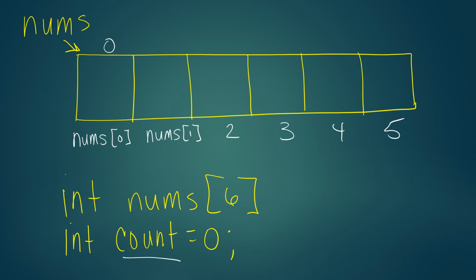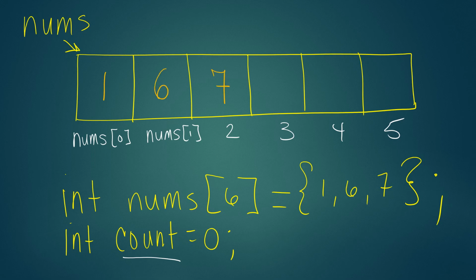If I were to declare and initialize it and put 3 numbers in there, 1, 6, and 7, then right here I have the number 1, right here I have the number 6, and right here I have the number 7. So what would my count be? 3. So then 3 is going to be the first empty one. So that's why it's very important to remember that the first index in an array is 0, and the count is always going to be the first empty one.